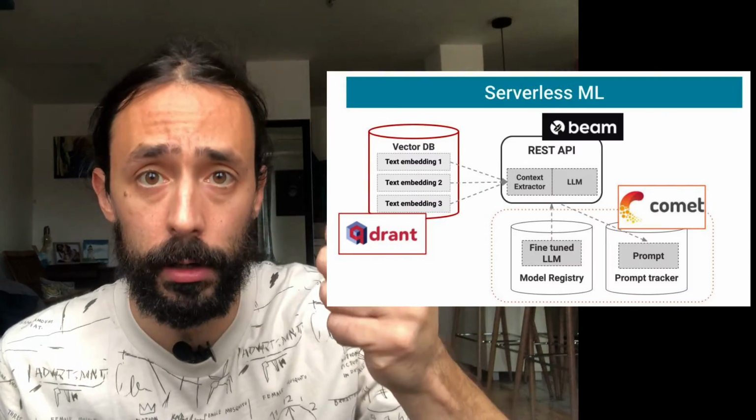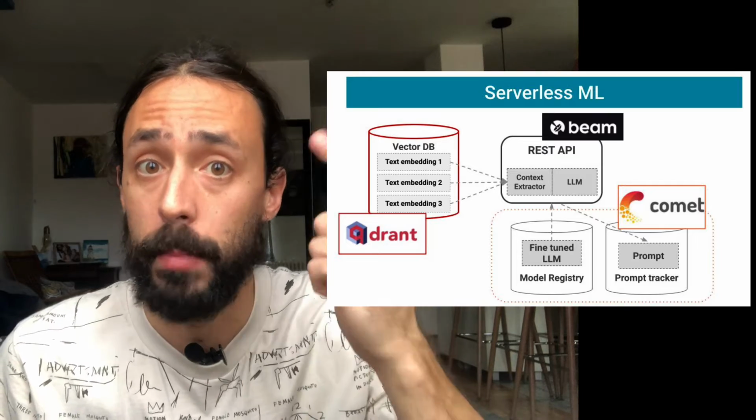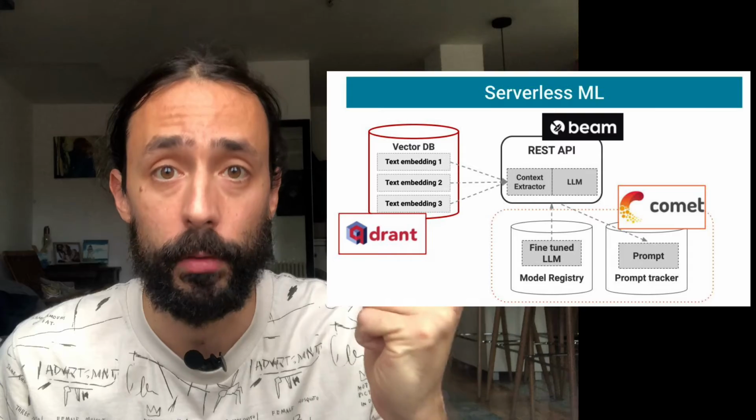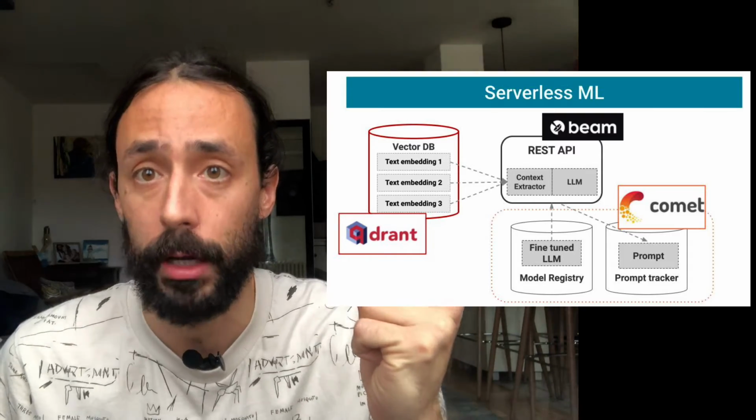We're going to use Quadrant as our vector DB. We're going to use Beam to deploy our RESTful API. And we're going to use Comet as our model registry and prompt experiment tracking tool. Let's get our hands dirty.